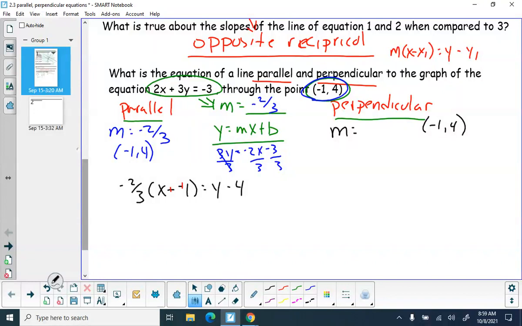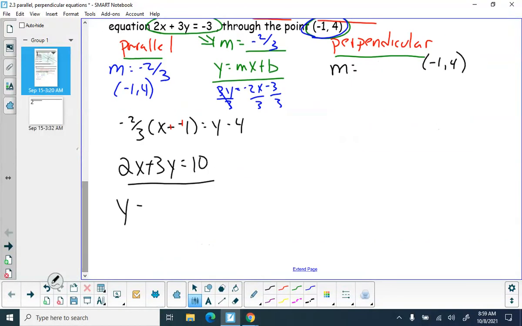Okay, if we take a look at the first one, slope parallel is negative 2/3. Sub it in. Jenna, what do you get for an equation? Is equal to 10. Good with that? And once again, if you put it in the y equals mx plus b form and you have y equals negative 2/3 x plus 10/3, that is fine also.